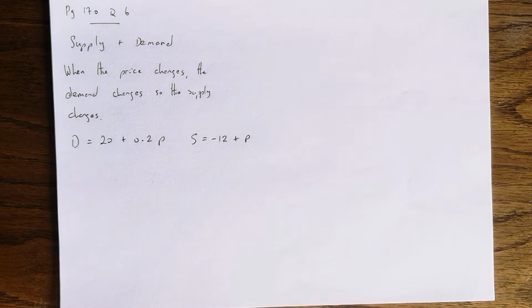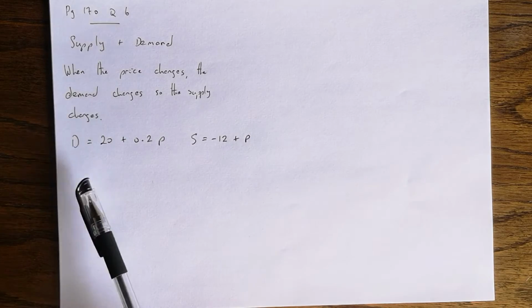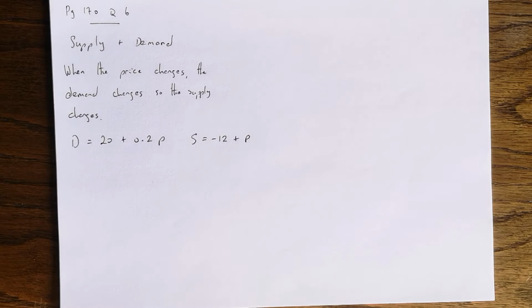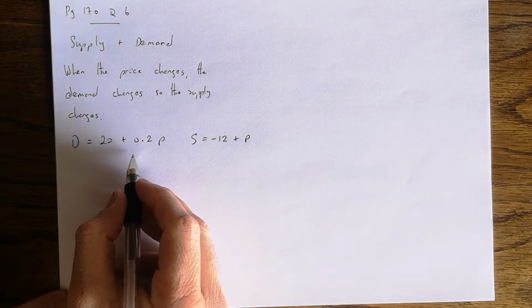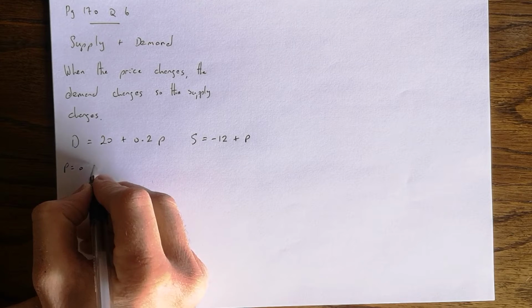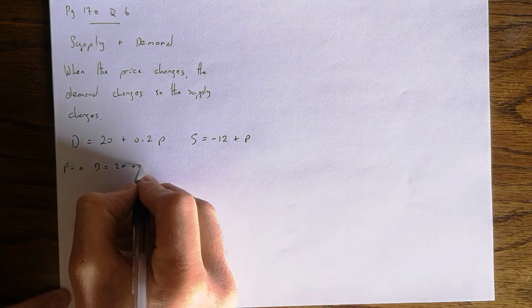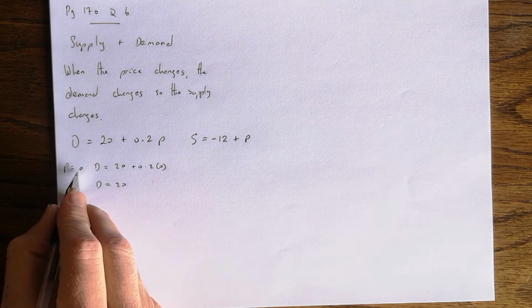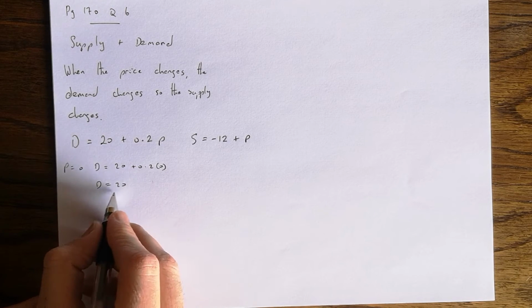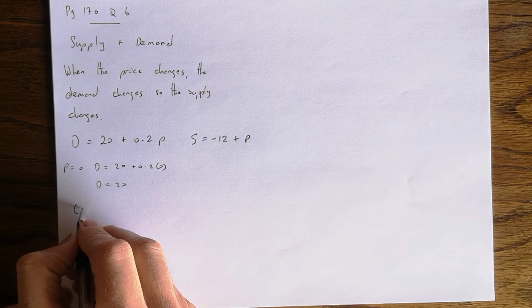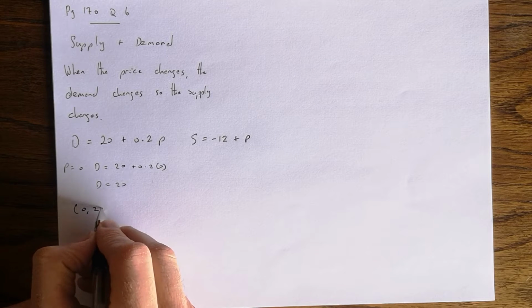So the first question just says we have to sketch those two lines. If you go back to the video I just did earlier about how to sketch lines, you'll see how to do that. So I need to find 2 points on this line. Let's let P equal 0. Then D is equal to 20 plus 0.2 times 0, so D is equal to 20. So when the price is 0, the demand is 20. So one of my points is going to be the point 0, 20.